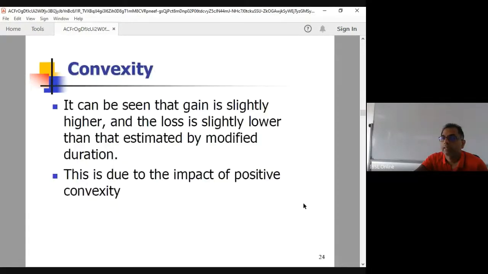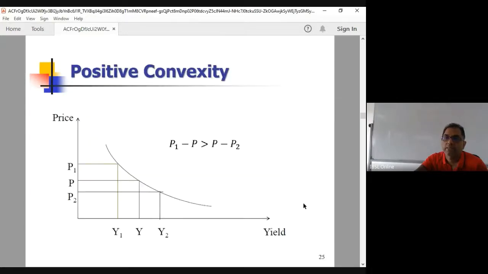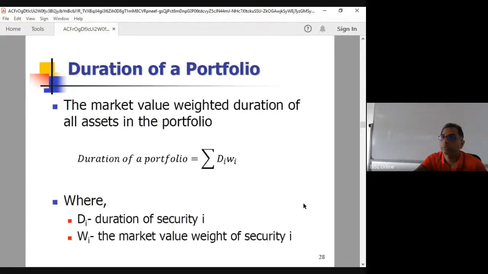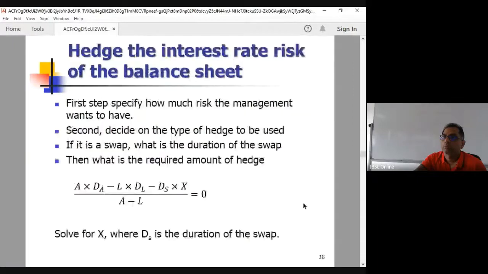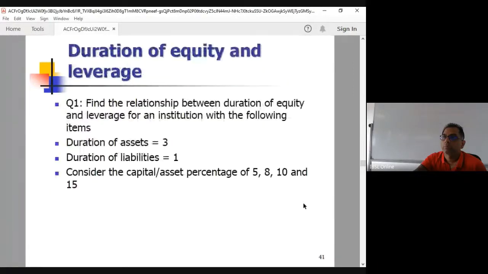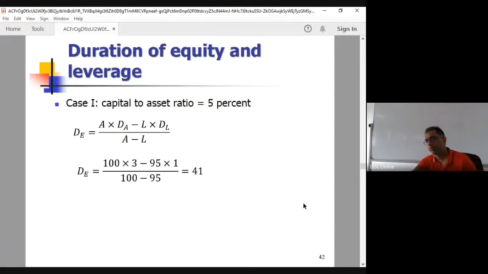Okay, and then we have convexity, which touches on the changes in the different parts of the curve and how that impacts duration, because it's not linear throughout the period. Okay, so I'll stop there for today.